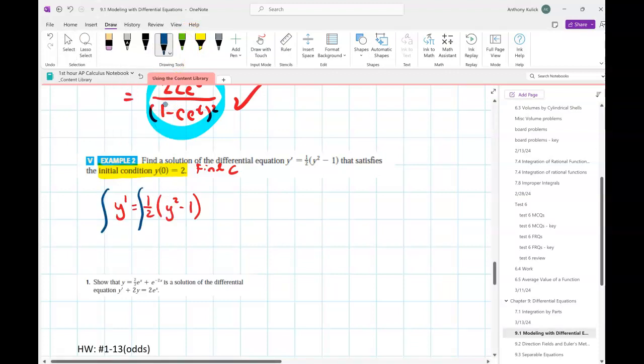We'll do the integral of both sides. What's the integral of y prime? Y. And then the integral of 1/2, I'm sorry, 1/2 y squared minus 1.